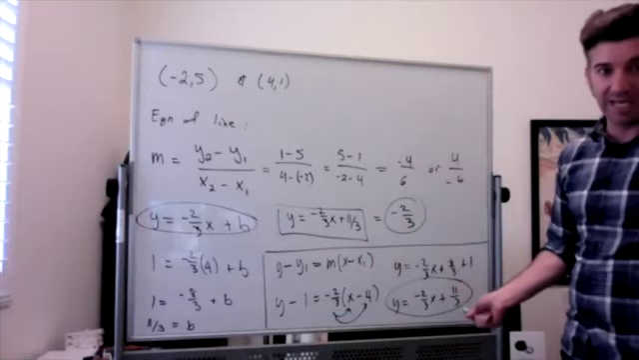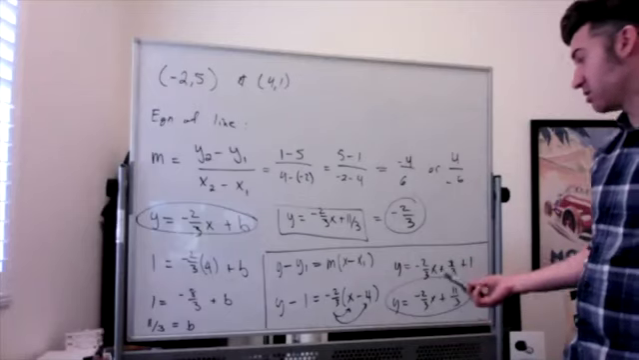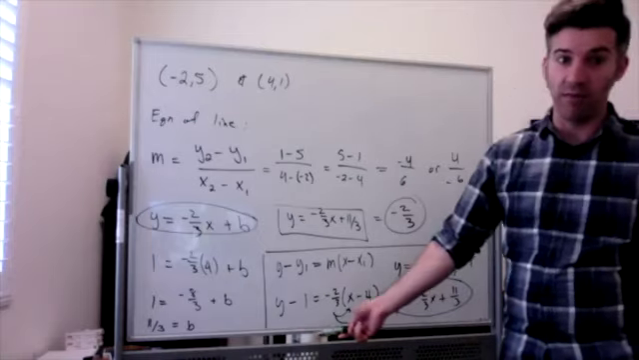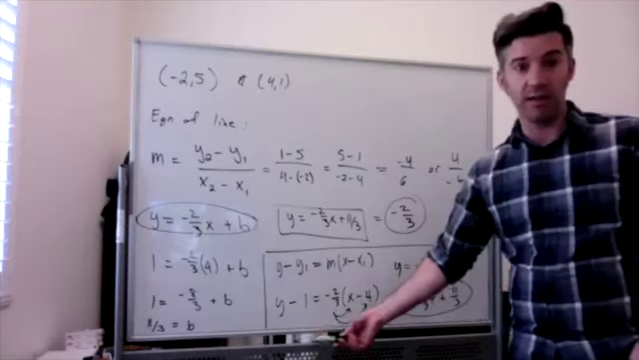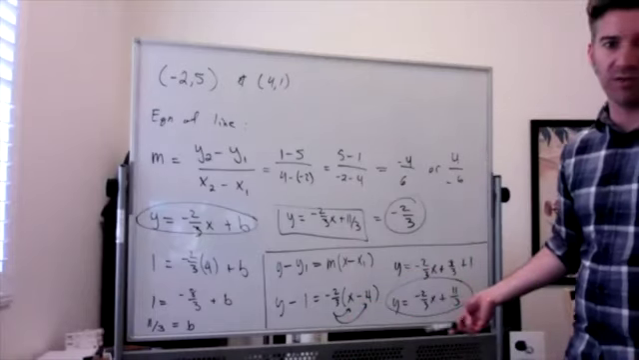Also, this is unique, right? There's only one way to write the equation of a line in the slope-intercept form, whereas there are many, many, infinite number of ways of writing the equation of a line in the point-slope form. So this is often defaulted to as well, because there's only one way to do it this way.